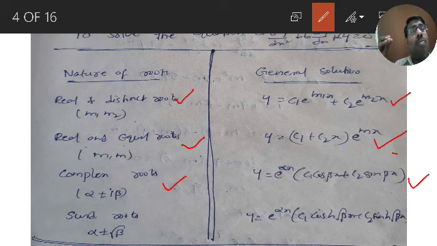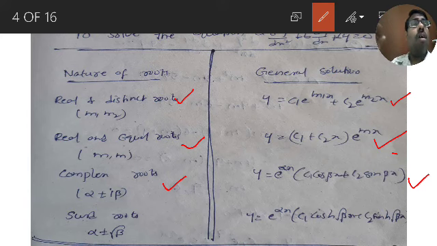Are you getting? So when a general form of homogeneous differential equation is given, I mean a homogeneous second order linear differential equation with constant coefficient, once that is given, you can write the operator form. From the operator form you can write the auxiliary equation. You can find the roots of the auxiliary equation.